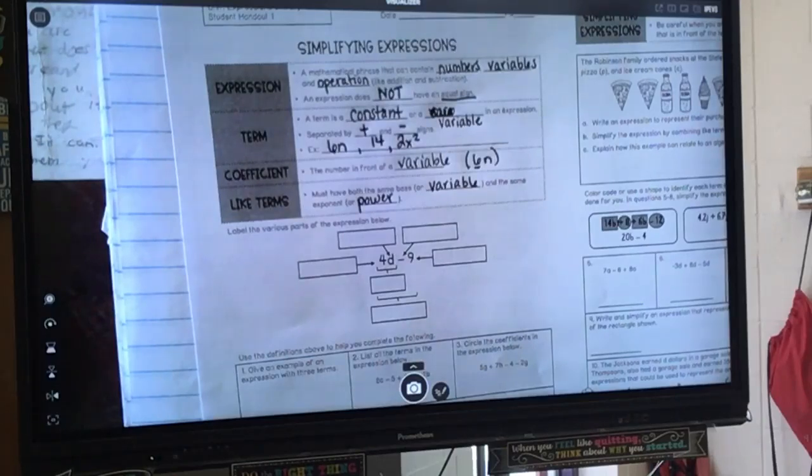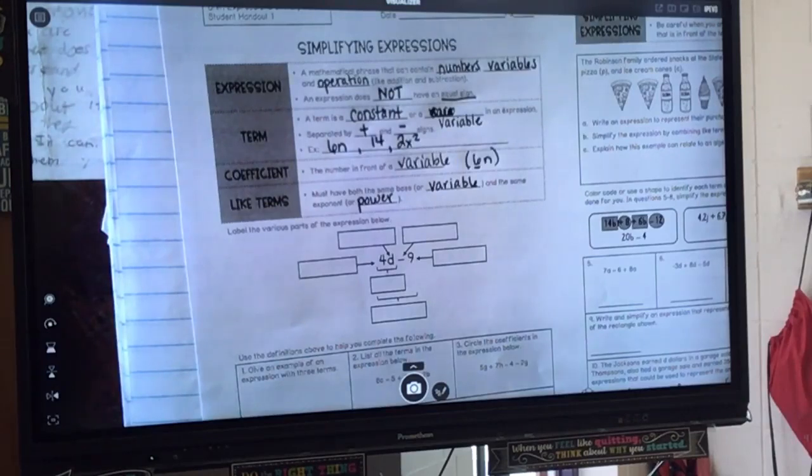Why can we not combine these two? Mason? So they're different. Right. So their power is different. In order to be able to combine those two, the powers would have to be the same, and you're only combining this part of it. Does that make sense? Okay, so if the power is not the same, even though the variable is the same, you cannot combine those two numbers.